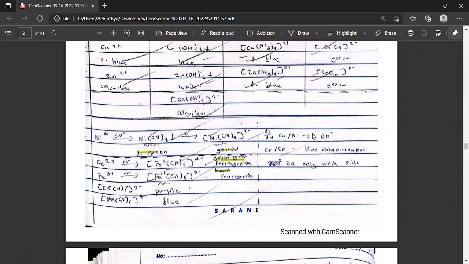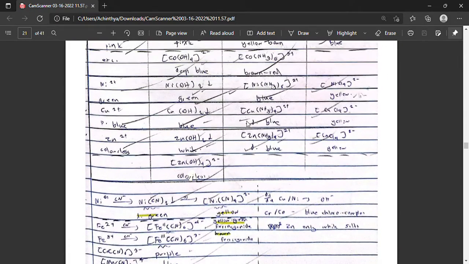Now we can differentiate between copper and nickel by their hydroxides only. Nickel forms a green color hydroxide, copper forms a blue color hydroxide. Green hydroxide, blue hydroxide. They both form blue color amine complexes and yellow color chloride complexes.